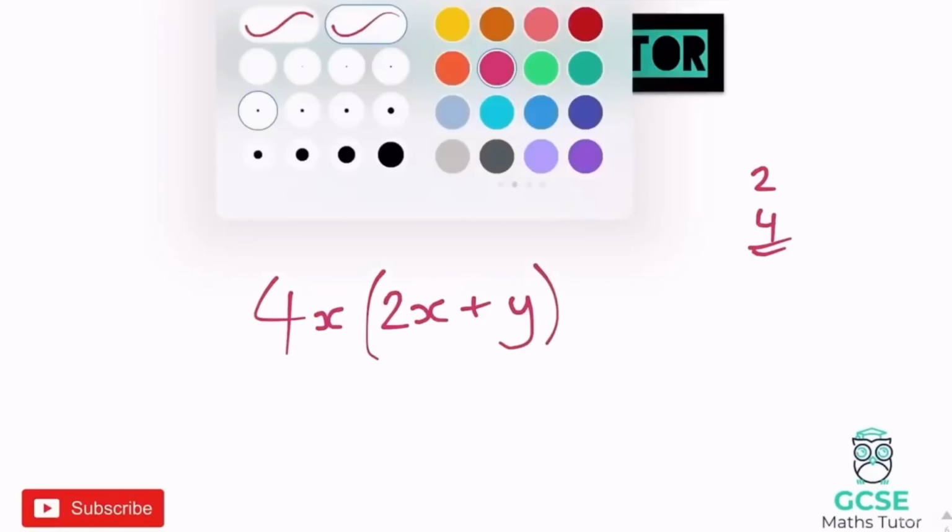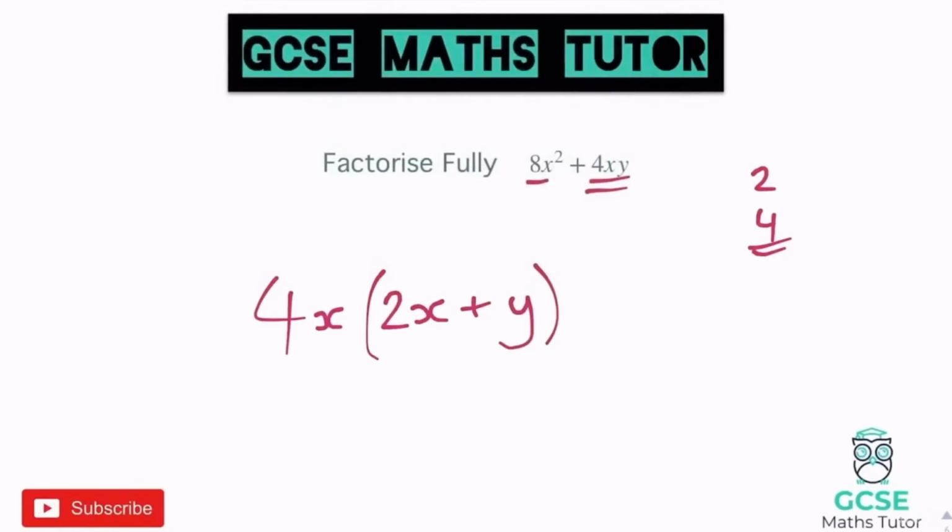And if we expand that, we'll hopefully see that we're definitely going to get this piece above here that we've got. So 4x times 2x, well 4 times 2 is 8, and x times x is x squared. Copy the symbol. 4x times y is just writing all the letters, 4xy. Brilliant, so it does work.